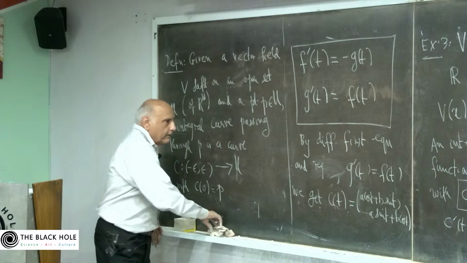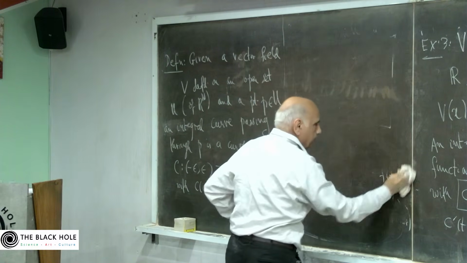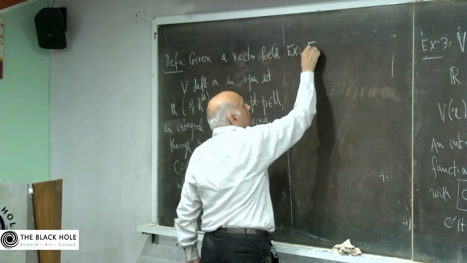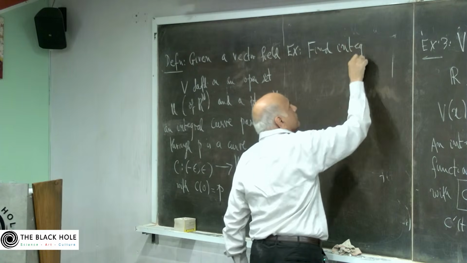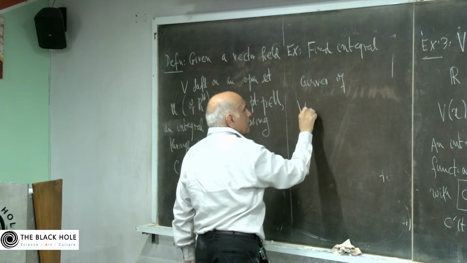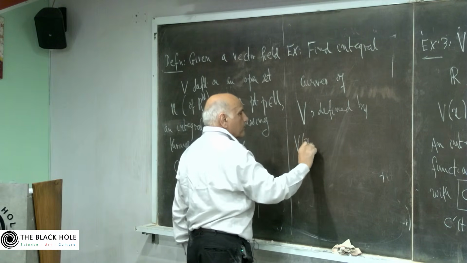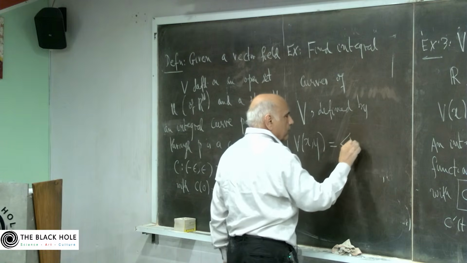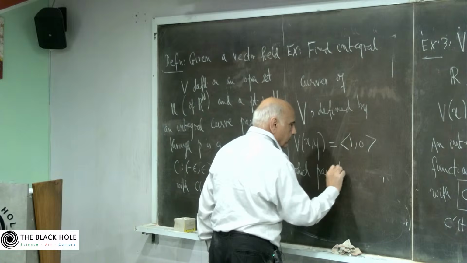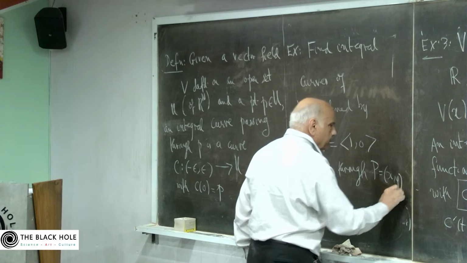Okay. So let's do an example. Find integral curves of V defined by V of x y is equal to 1 0, which pass through the point x y. Okay.